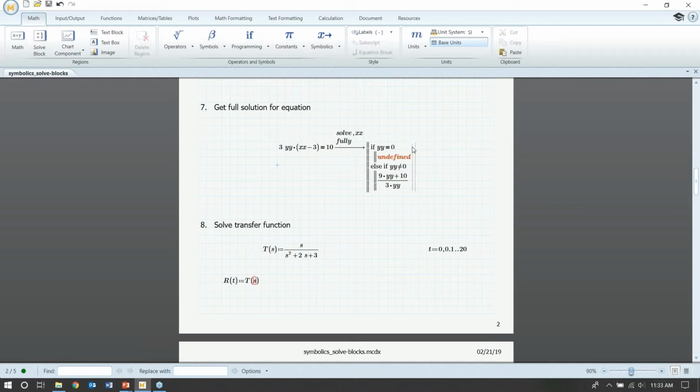When we solve it fully, Mathcad is able to provide us with a programmatic solution where we have conditionals. If y is equal to 0, then it's undefined. Otherwise, if y is greater than or less than 0, we have our initial solution, (9y plus 10) over 3y. So this is very handy in some situations where you're going to test all the values of y and get results for x. You want to have a fully solved equation here instead of just one with undefined points.